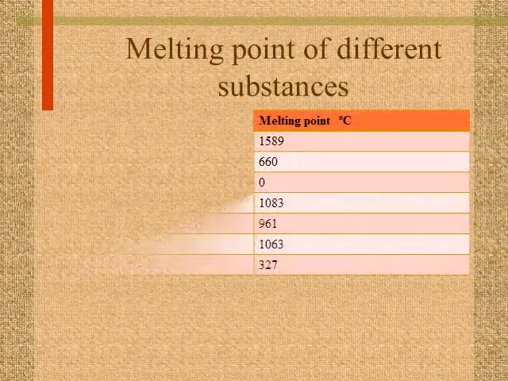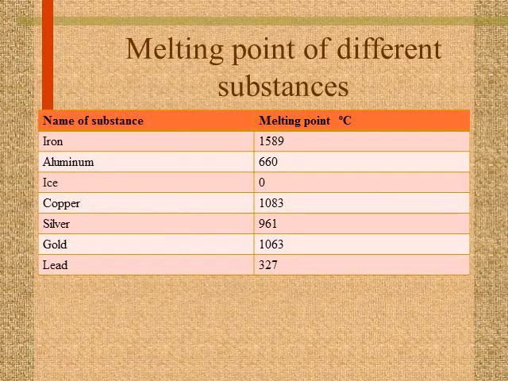Let's have a look at the melting point of different substances. Here in this table, you can see the melting points of different substances are different. Like the melting point of iron is 1589 degrees Celsius. Melting point of aluminium is 660 degrees Celsius. And ice melts at 0 degrees Celsius only. Copper melts at 1083 degrees Celsius. Silver melts at 961 degrees Celsius. Gold melts at 1063 degrees Celsius. And lead melts at 327 degrees Celsius.